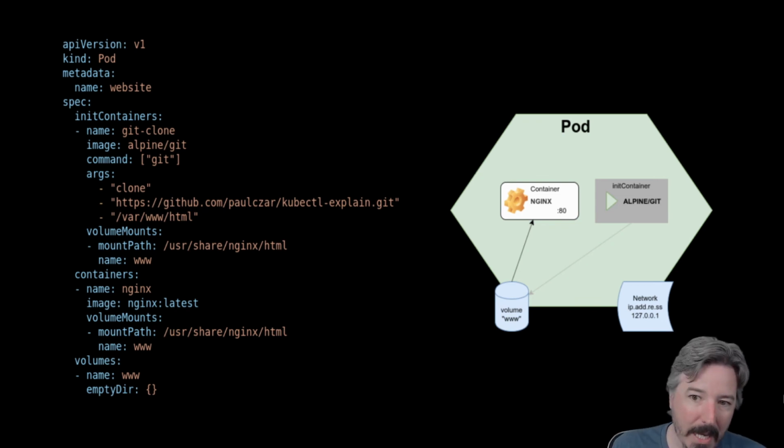Now, if I was to access my pod, I wouldn't get the default Nginx welcome page. I would get whatever website is hosted up in my Git repository. So that's it. That is kubectl explain pod.